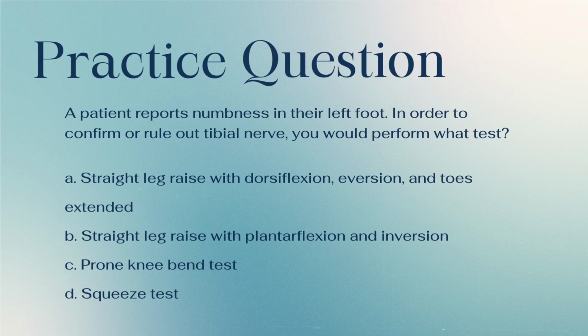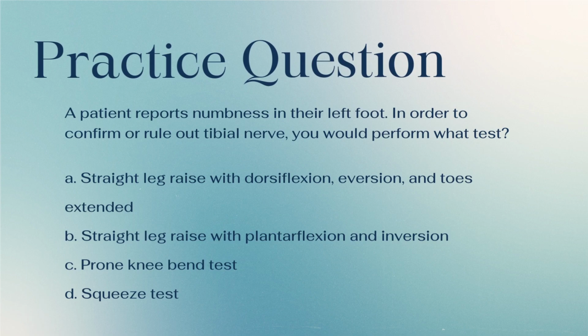So the squeeze test is a special test for a high ankle sprain, and not to be confused with the Morton squeeze test, which is a different special test. A Morton squeeze test will be indicated if you had numbness in the bottom of the foot, but it would just be due to neuromas. So right here we're just talking about trying to rule out a tibial nerve, and also the Morton squeeze test is not the same as squeeze test, so this answer is not right.